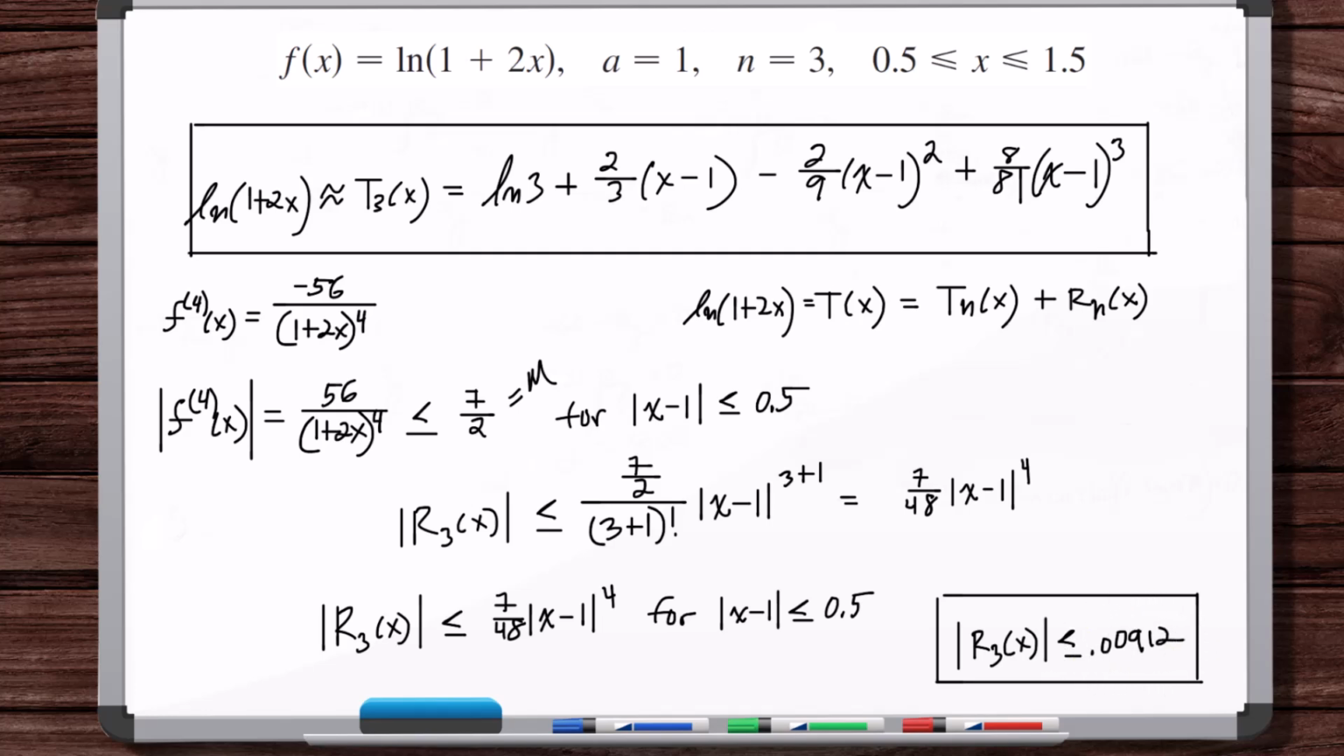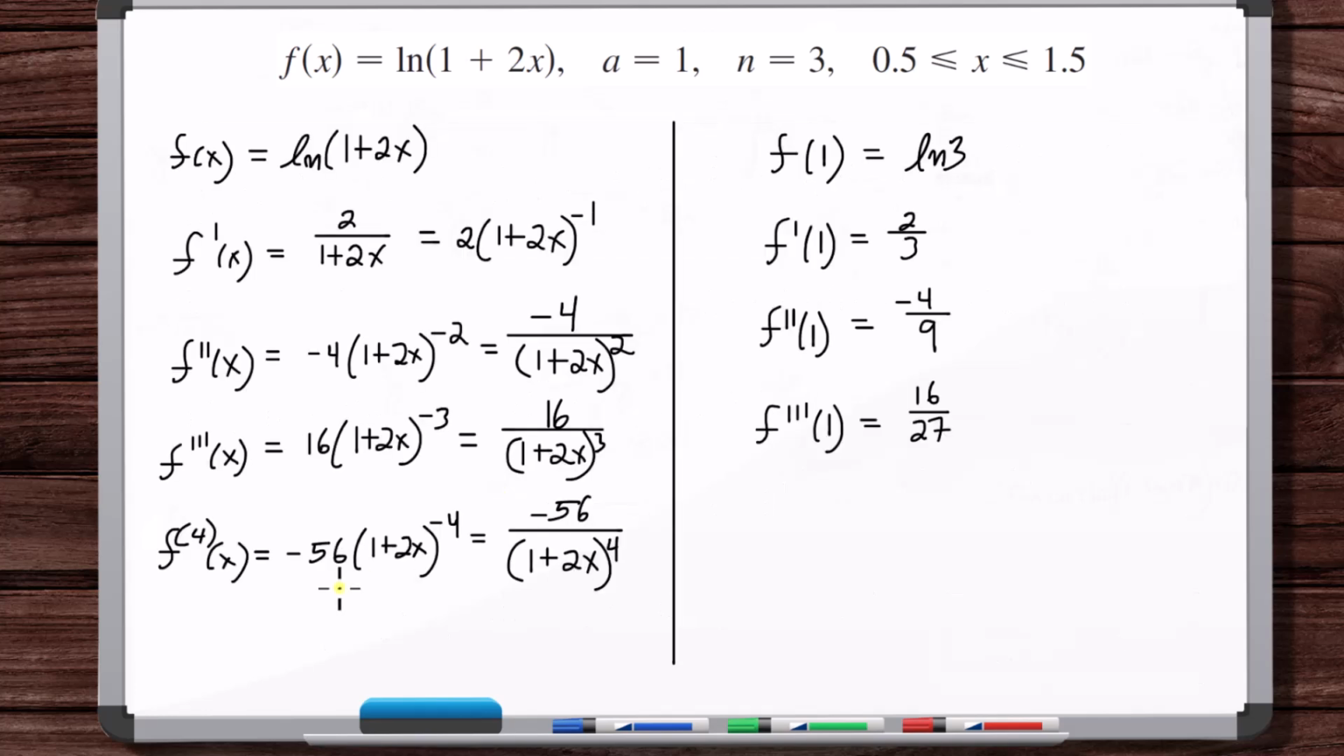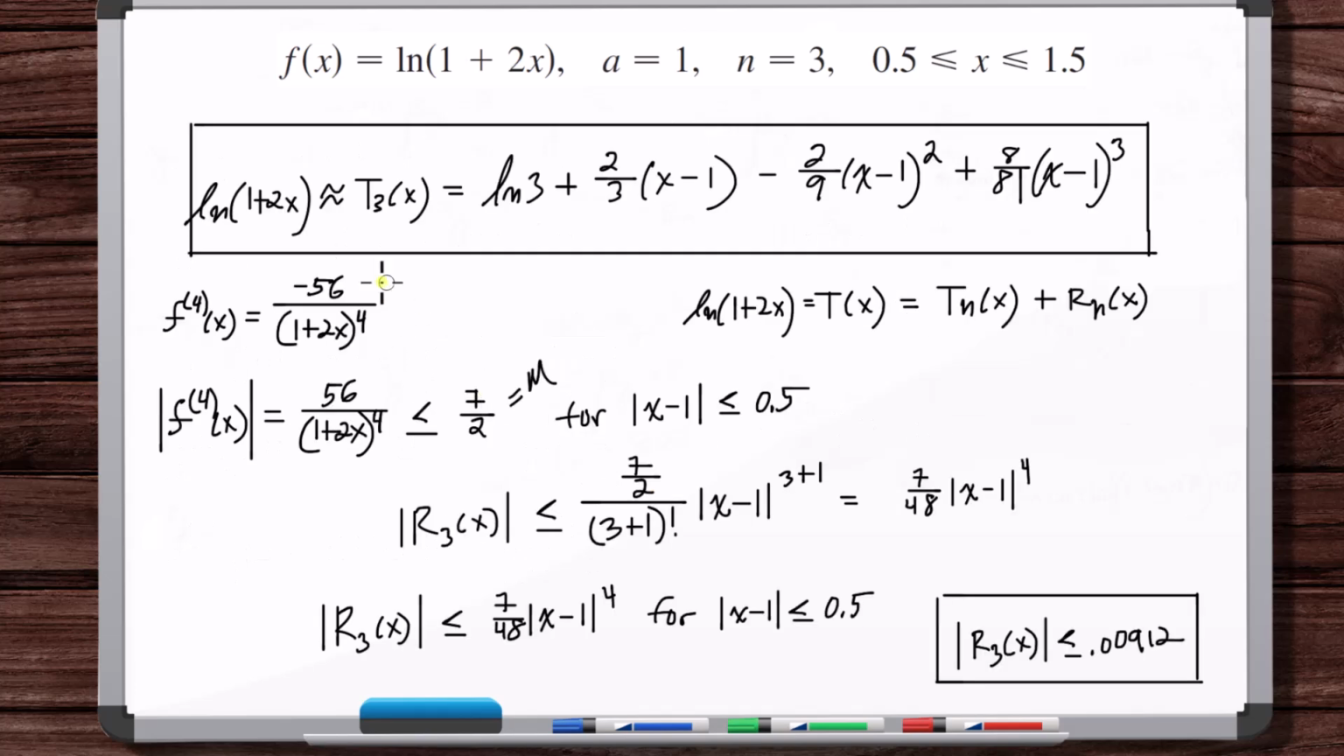Okay, I made a mistake here. I forgot to multiply this. We did 16 times 3, but I forgot to multiply by 2. Use the chain rule, multiply by 2. So 16 times 3 is 48. 48 times 2 is 96. So this is going to be, okay, so this is 96.